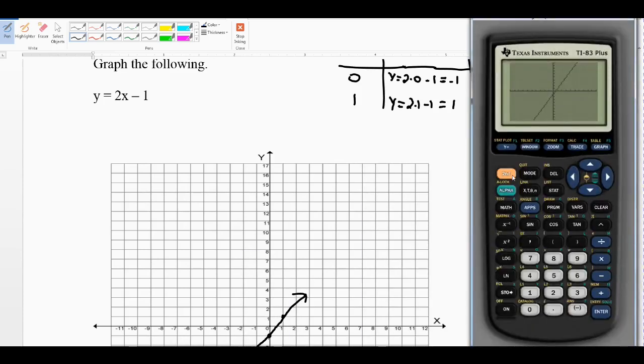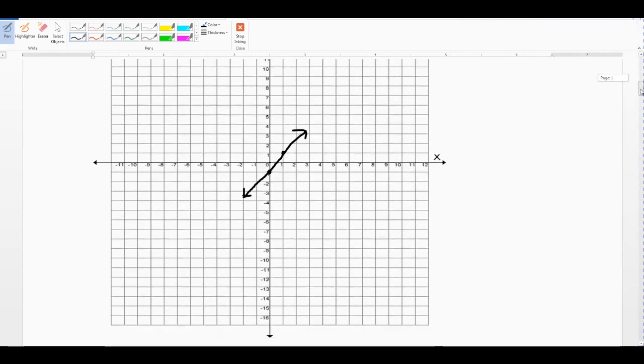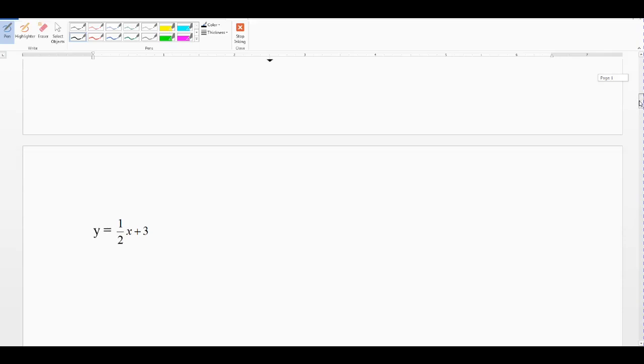Let's look at the table. The table is yellow, so it's second graph. And do we have 0, negative 1? Yep. How about 1, 1? Sure do. So we know we're right then. Graphing calculator makes life a whole lot easier. Let's do this next one.